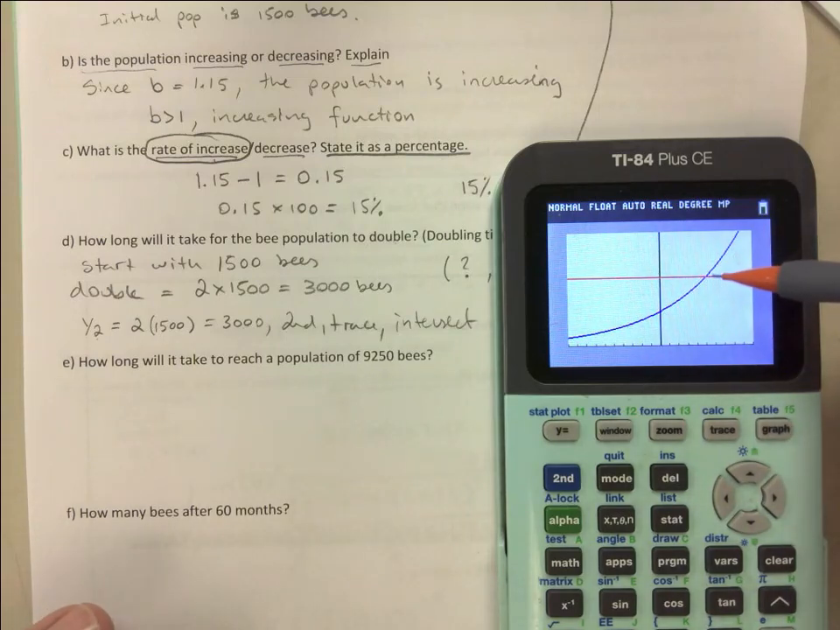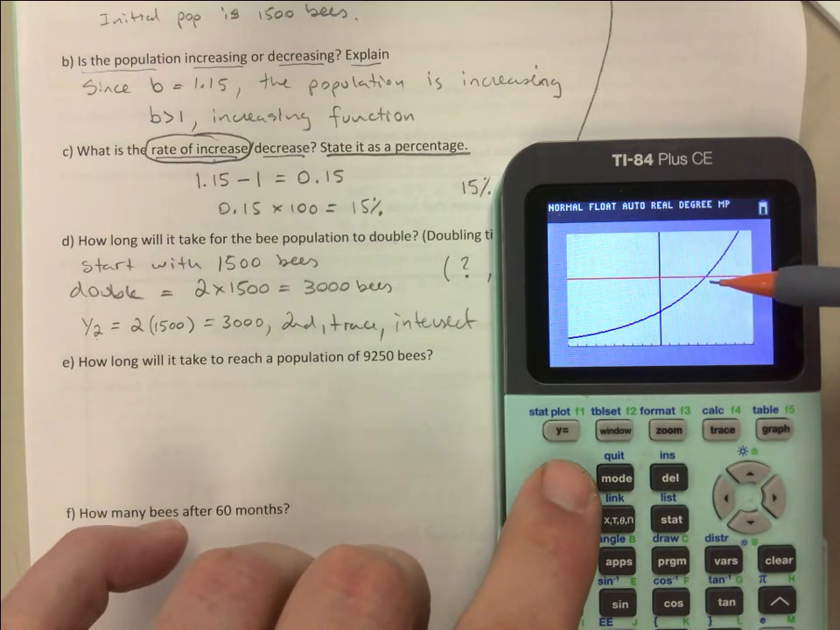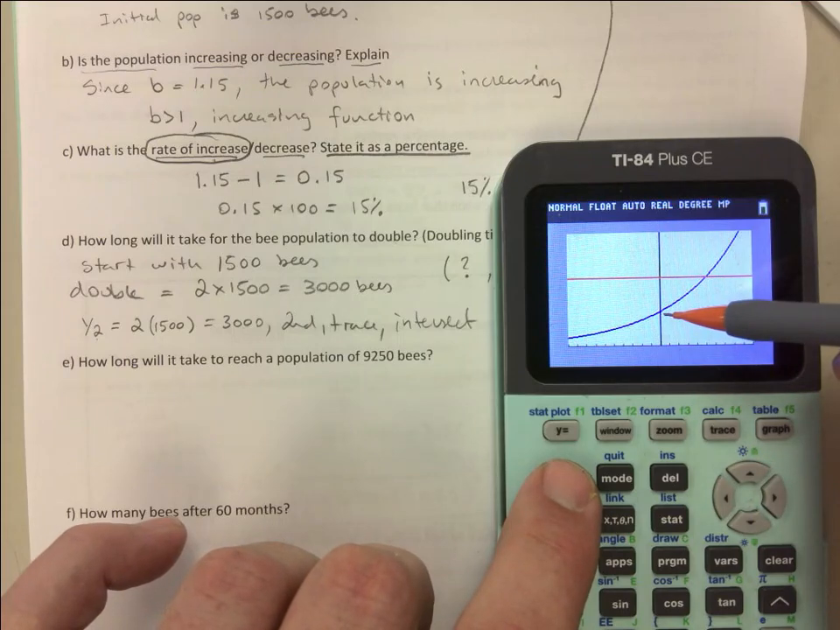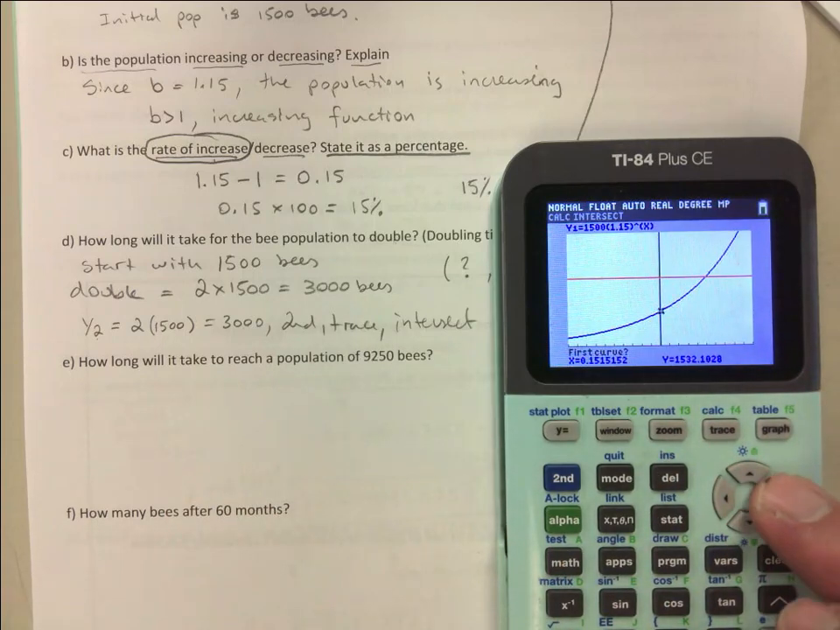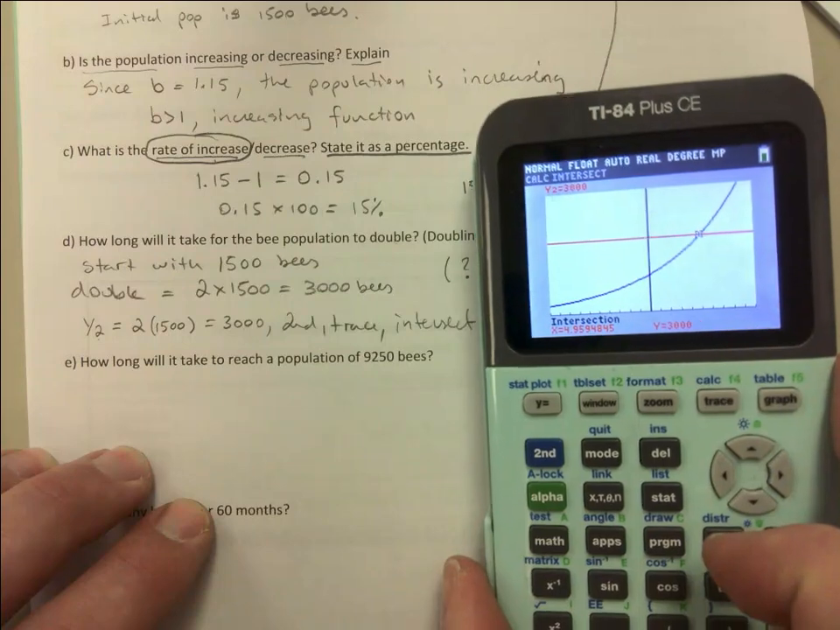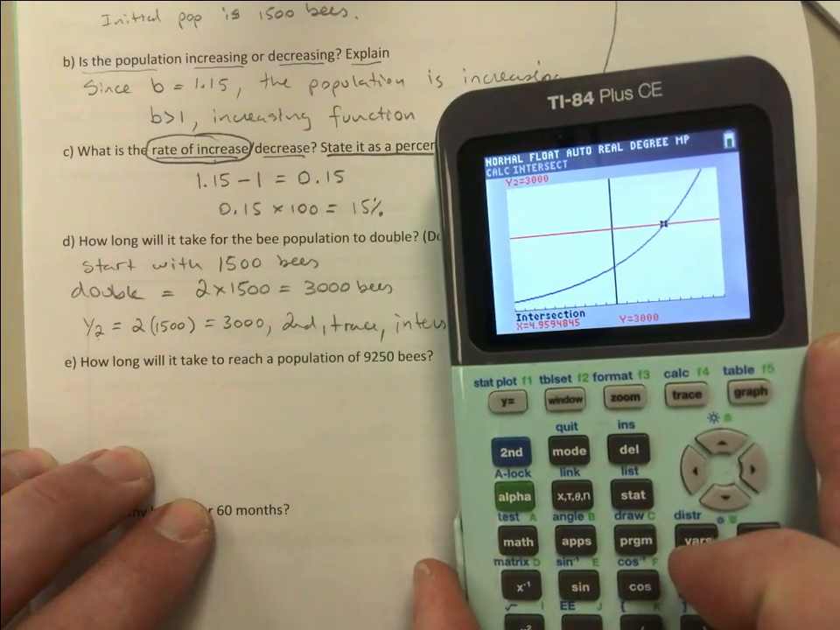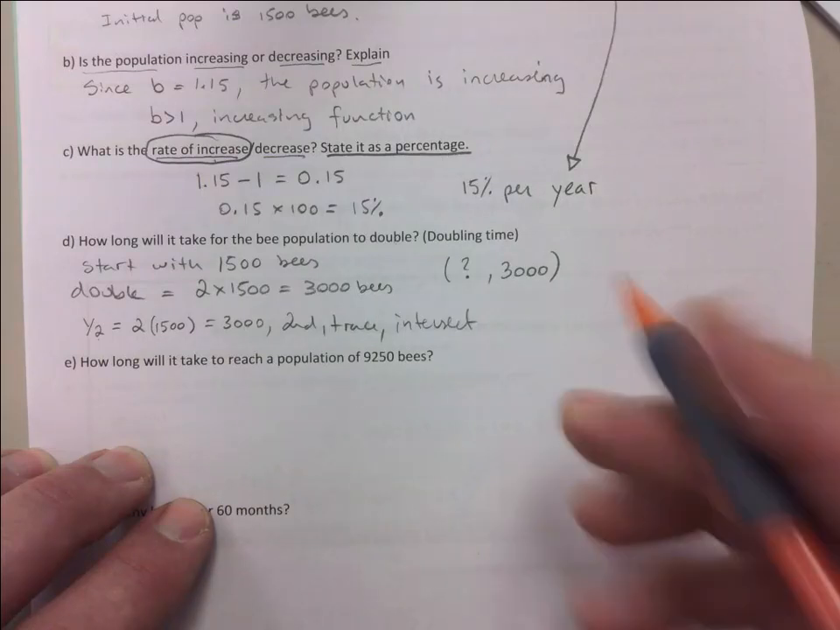So I'm interested in that intersection. That's going to give me the time that it takes to double my population, right? We're going to double the population. So second trace 5. Go closer to it, hit enter 3 times. There it is, 4.96.